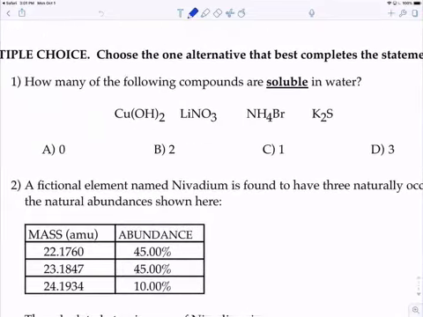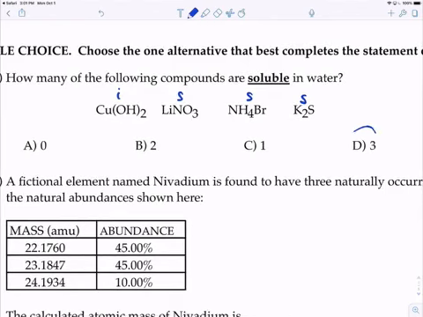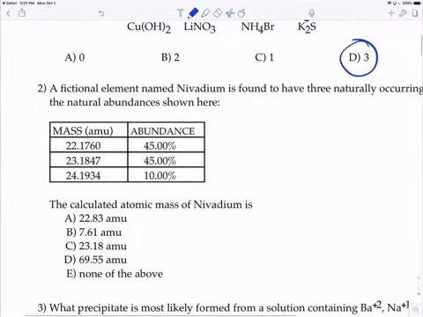And which of the following are soluble in water? This one here is insoluble, that one's soluble, soluble, soluble. So all alkalis, all ammoniums are soluble, and hydroxides tend to be insoluble. So how many of these are soluble in water? It's three. Three of them are soluble. So questions with this one? All right.